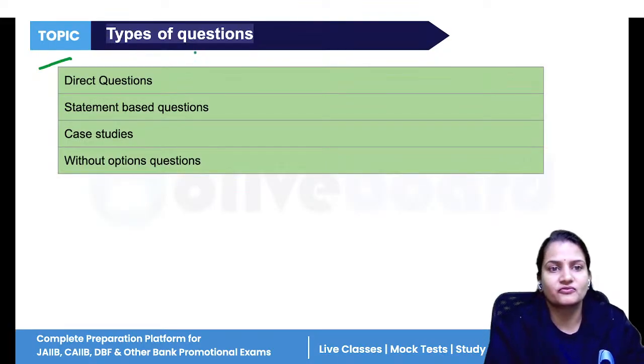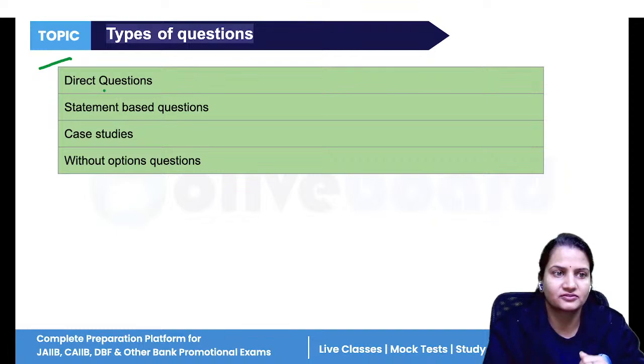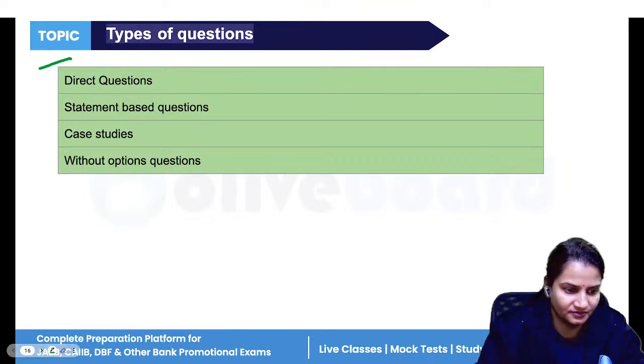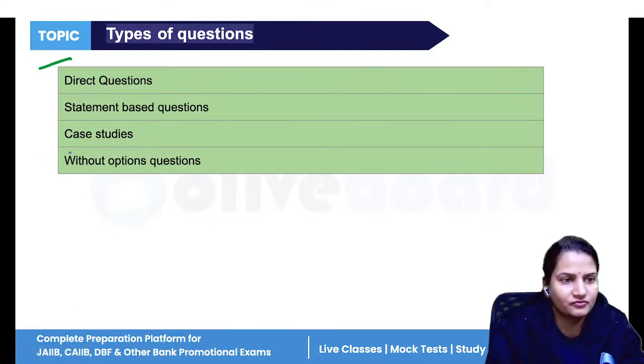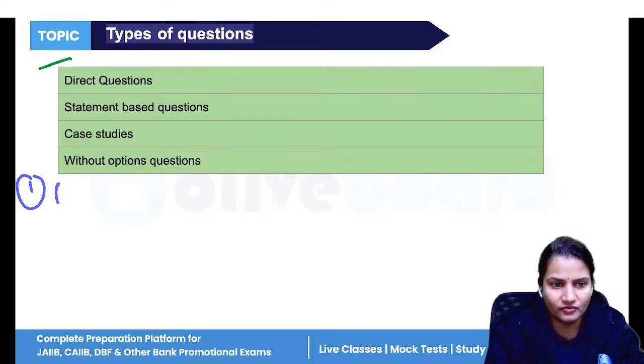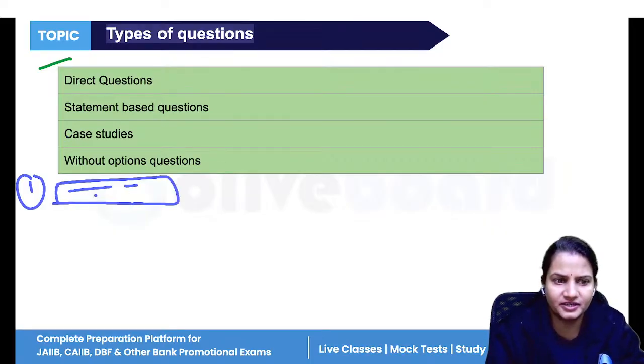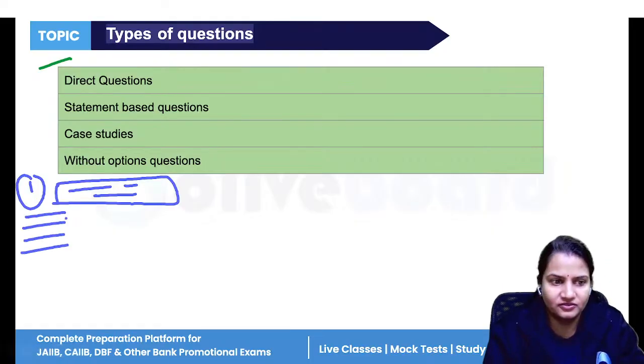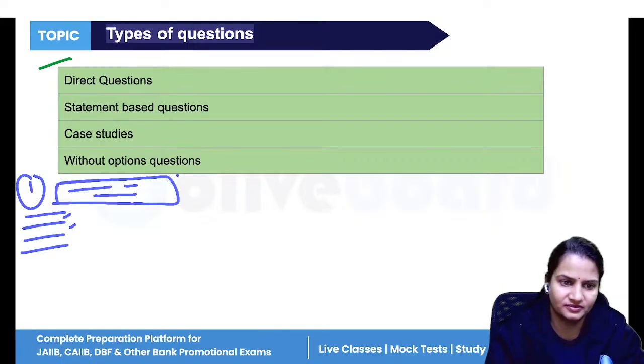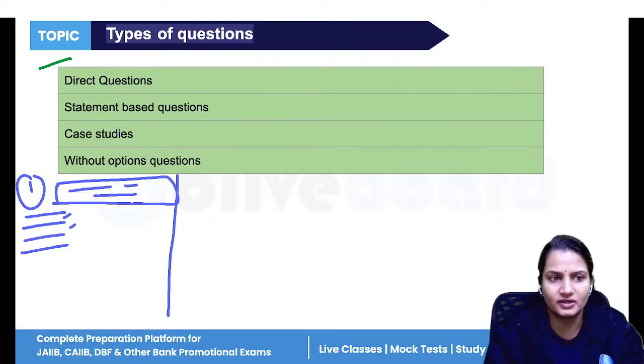Now, what are the types of questions that you will see in the exam? There are different types of questions. First is the direct question. What is a direct question? A question is given to you, two, three statements, and four options are given to you. So this is a direct question. You have to choose one option according to what the question says.